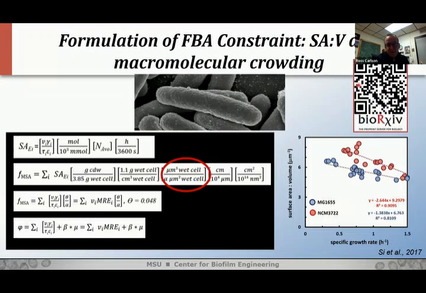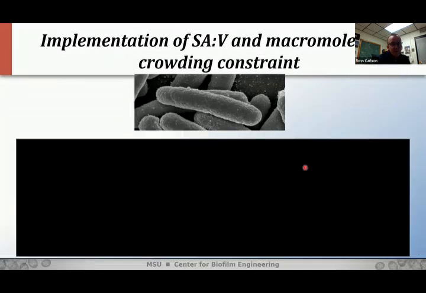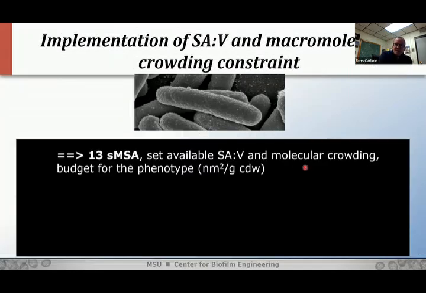We do have a preprint out. If you're interested in the details and all of the units, you can find that in the preprint. I'll show that later on in the talk as well. So we're implementing this constraint into our FBA models. What does it look like?